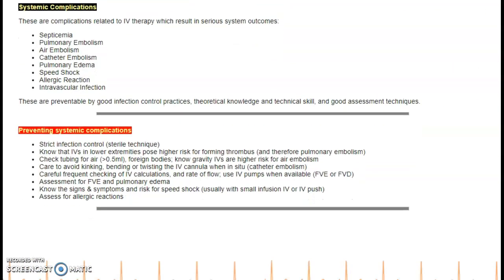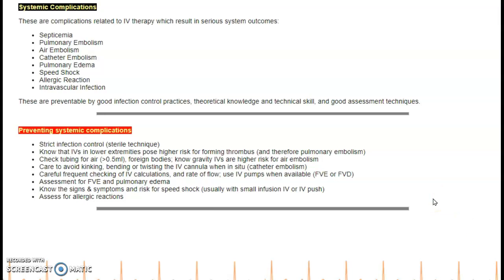There are also systemic complications that the nurse needs to assess the patient for. Step back and look at the patient. Is the patient having any difficulty breathing? Does the patient have any fever? Is the patient complaining of chest pain? Is the patient exhibiting edema, particularly in the lower limbs? All of these are signs of systemic complications.